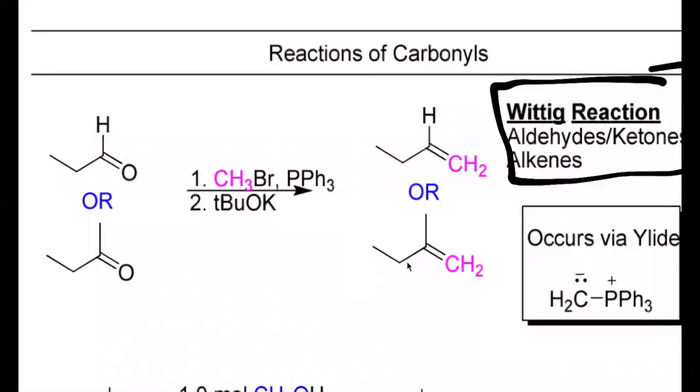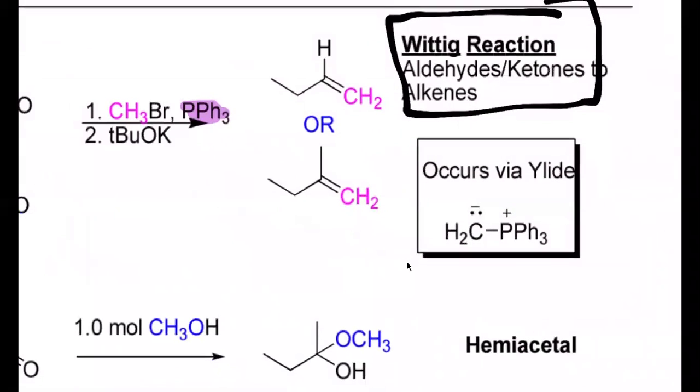So the giveaway again for the Wittig is if you see triphenylphosphine, right? That's the signal that you're doing a Wittig reaction. If you see that triphenylphosphine molecule. All right, so it's a multi-step reaction, and it happens through what we call the ylide. You can see the ylide down here.